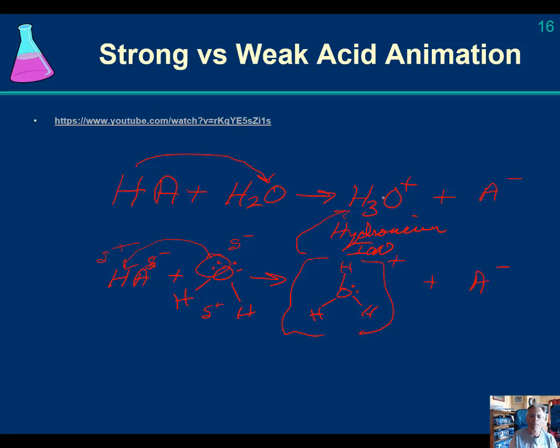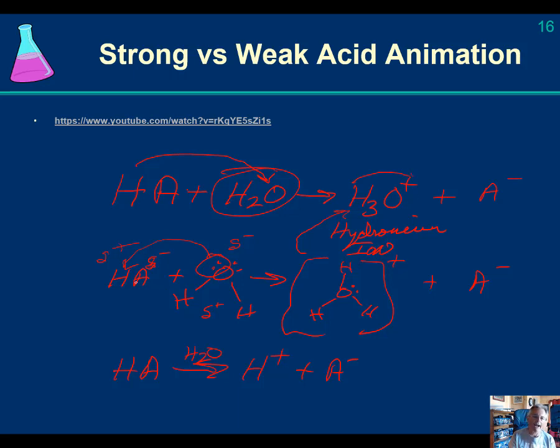Now, when we write these reactions, we normally just assume the water is there. We're assuming water is here, whether we write it or not, and we just say H plus plus A minus. A more accurate statement is to actually put the water as one of your reactants, because it's going to accept the proton from the acid and make the hydronium ion.